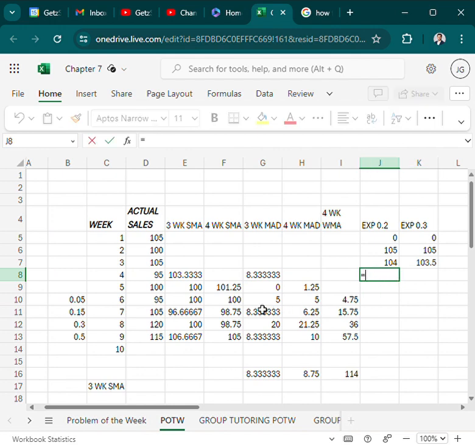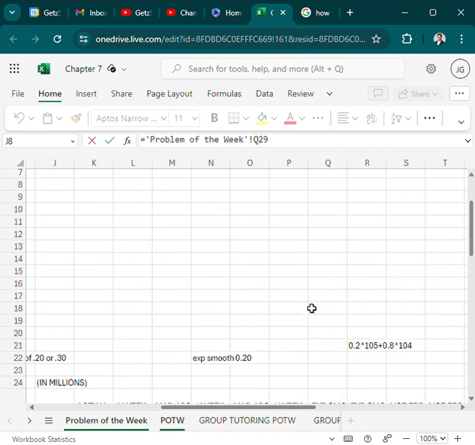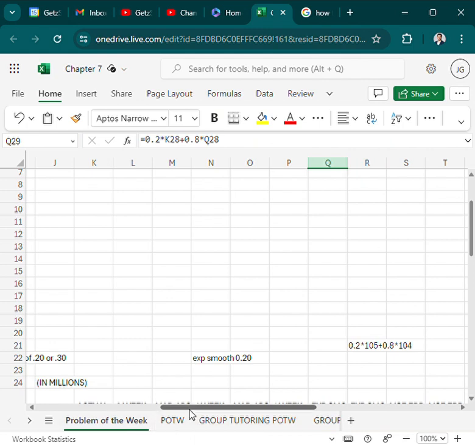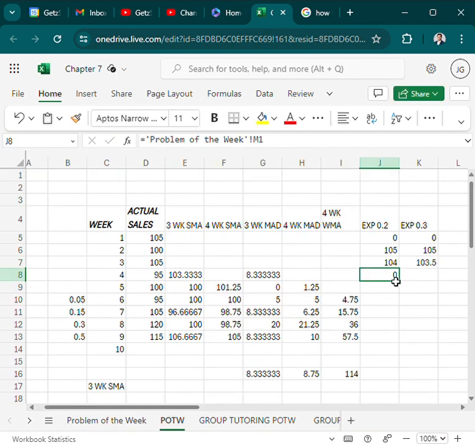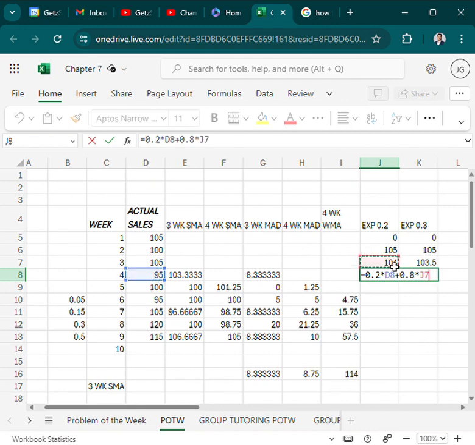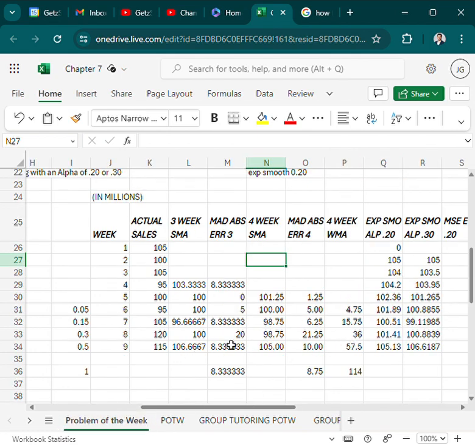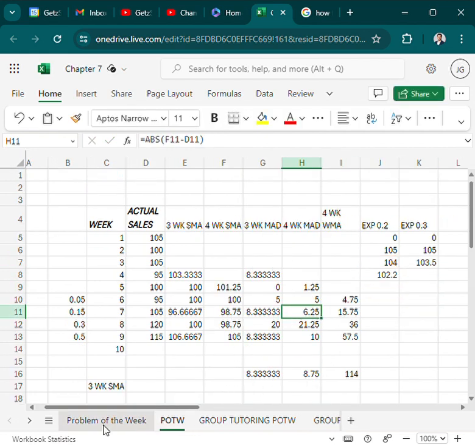And then next, we're going to take the top one here and then the top one here. Okay, so we're going to multiply the top one by 0.8 and then the left one by 0.2. So let's see, that's 0.2 times 95, plus 0.8 times 104. Okay, that should be accurate. 104.2, this is 102.2, so we have a little mistake here.